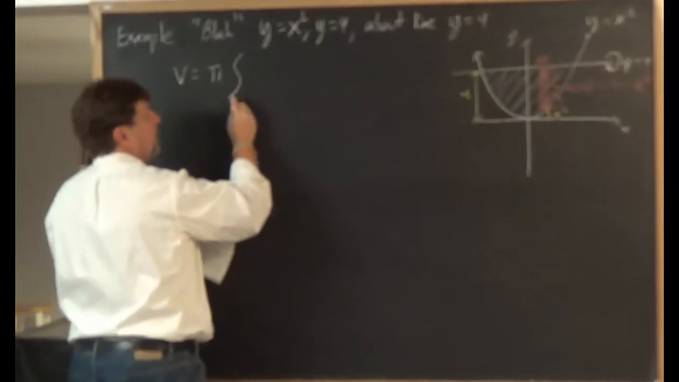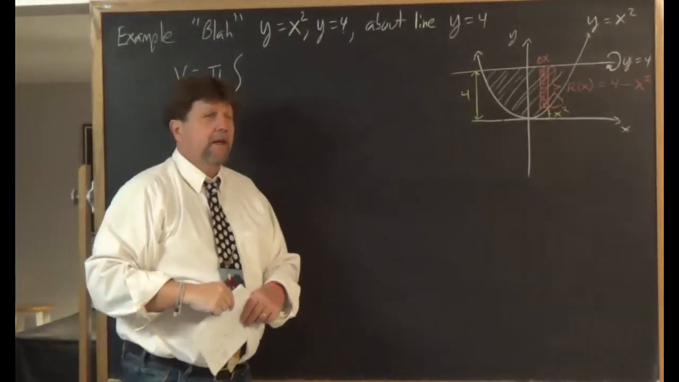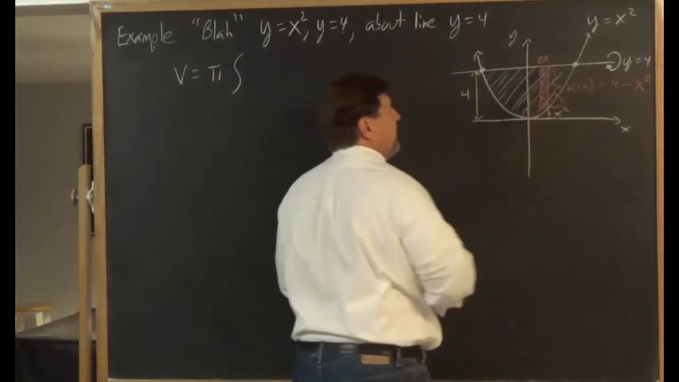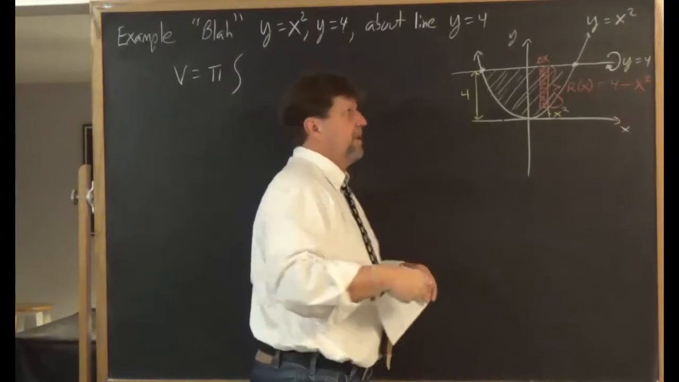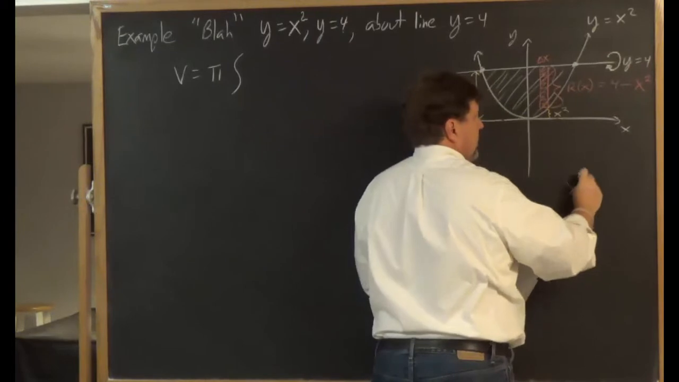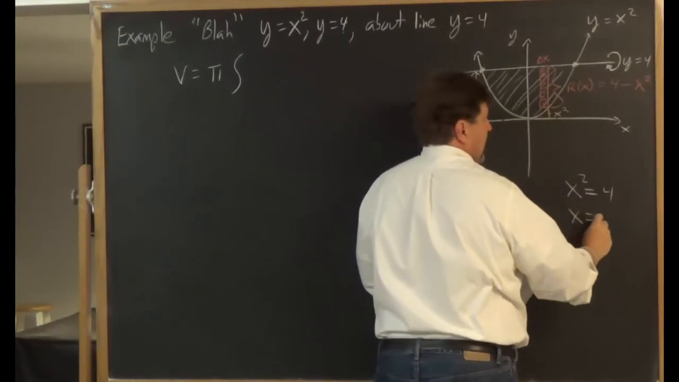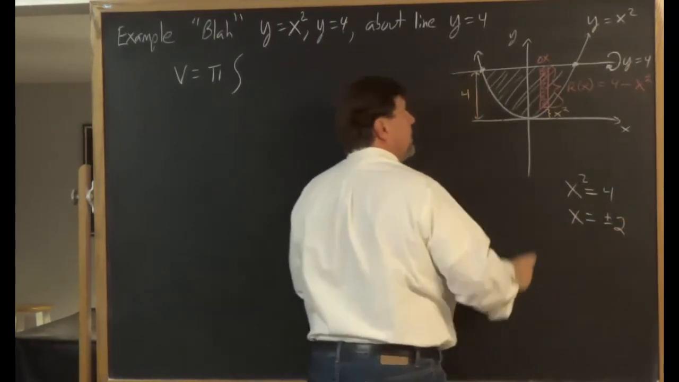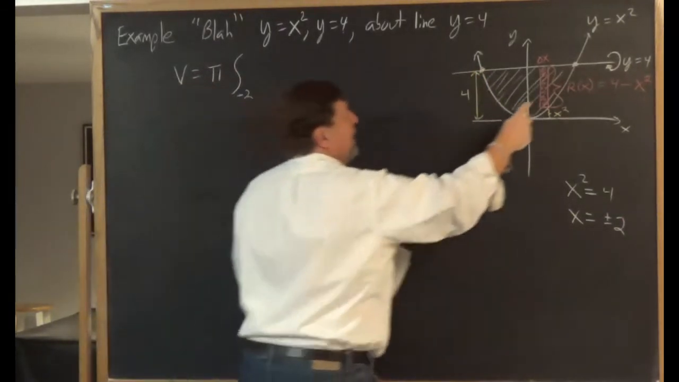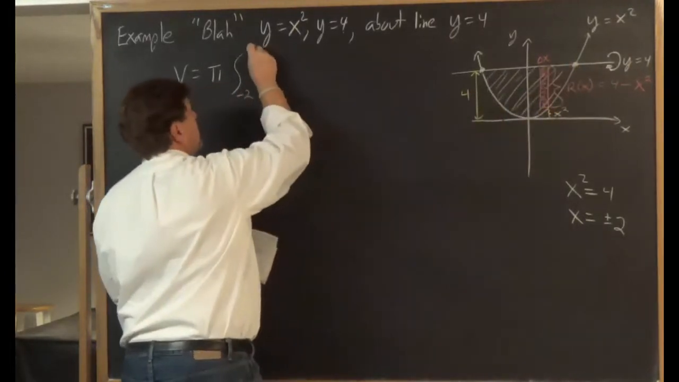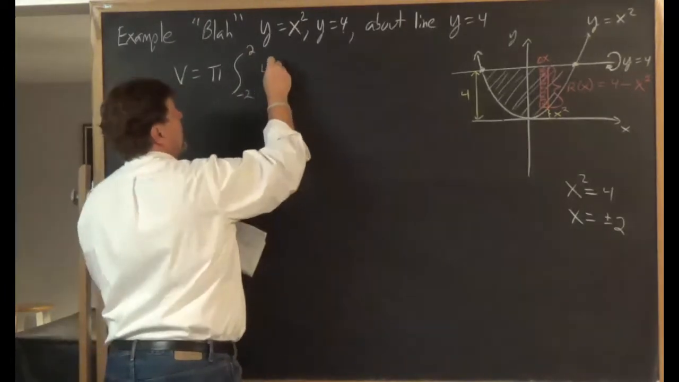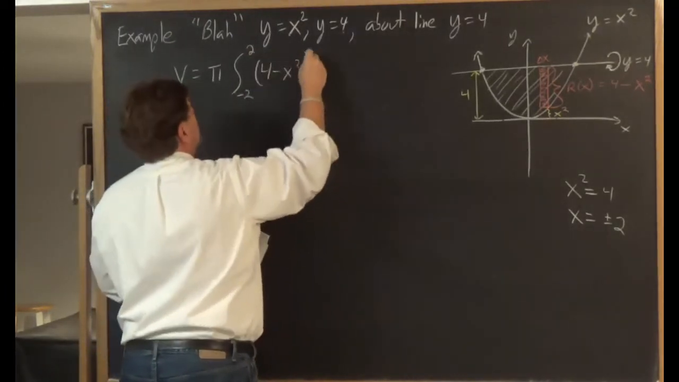Limits of integration. Oh, we have to find our limits of integration. So that means we need to find those points of intersection. This is pretty easy. You set the two functions equal to each other, and you immediately get plus or minus 2. So the x-coordinate of that point is negative 2, and the x-coordinate of that point is 2. Radius, 4 minus x squared, squared.